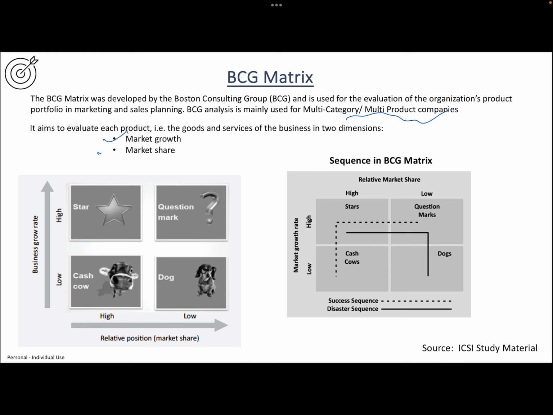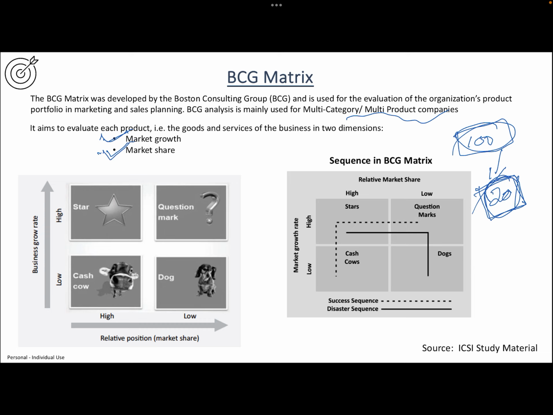One is market growth and the second one is market share. How is the market growing in that segment, and what is the market share of the company? If the market is 100 products, what is the share of the company, or of that product? So 100 cars are selling in a month, and out of that, this company's cars are selling around 20. So the market share is 20%.